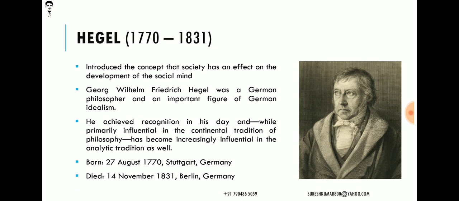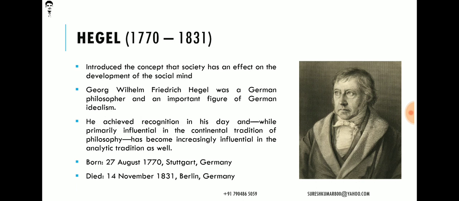Georg Wilhelm Friedrich Hegel was a German philosopher and an important figure of German idealism. There are different schools of philosophy. He belongs to one of the philosophy schools, idealism. Other schools are naturalism, pragmatism, existentialism. He belongs to the school called idealism.